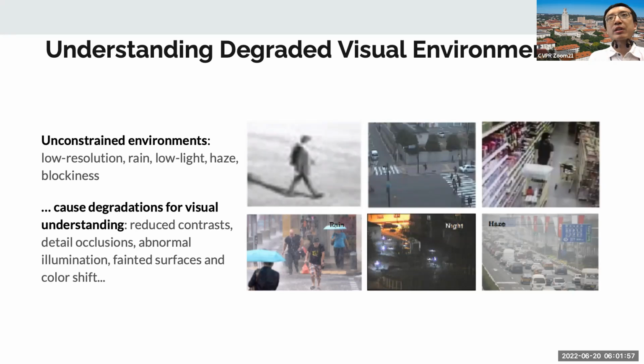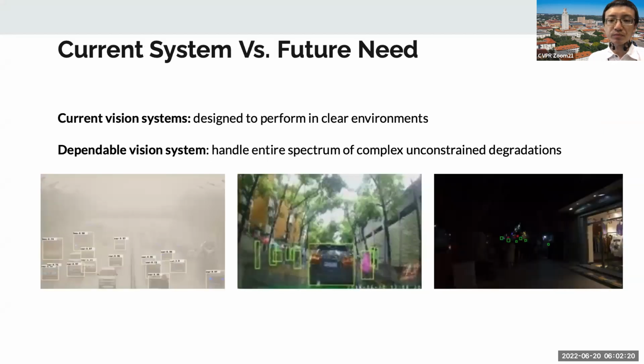Another important issue is that this kind of image is a domain shift to the ML system. It's very easy for the ML system to train on standard images, then fine-tune on these degraded images and forget the original distribution. So this kind of degraded data can raise a lot of problems. As I mentioned, current systems are trained on clear environments, but in real life we are facing many different kinds of complicated, unconstrained degradations.